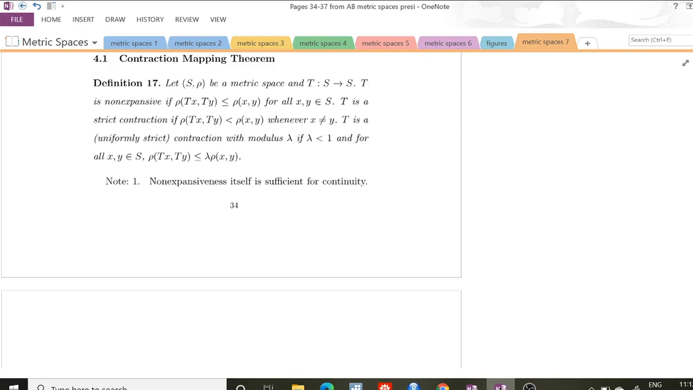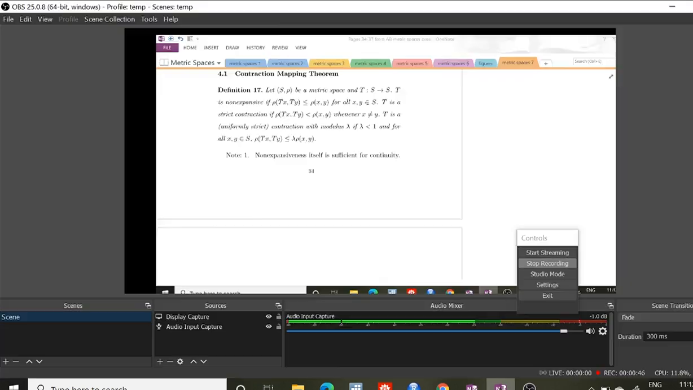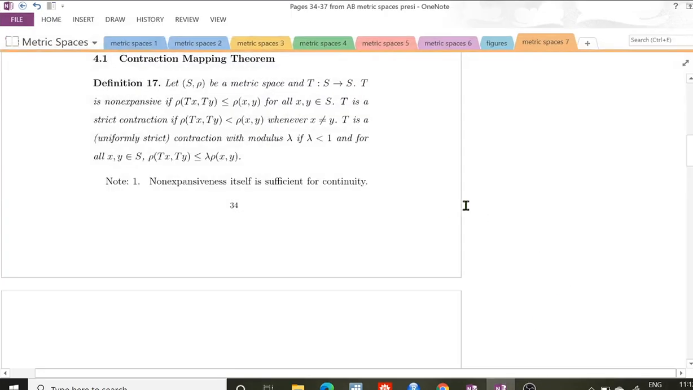So definition 17 says, let (S, rho) be a metric space and let T be a mapping from S into itself. And then T is non-expansive if the distance between Tx and Ty is less than or equal to the distance between x and y for every pair of points x and y in S.